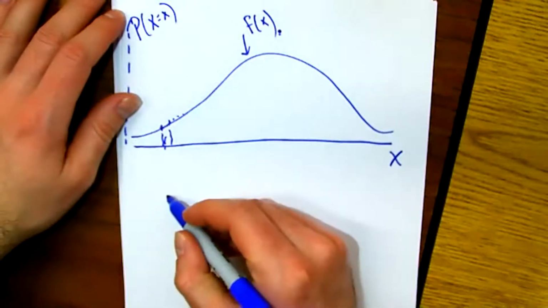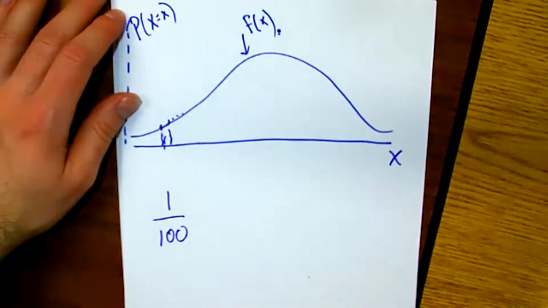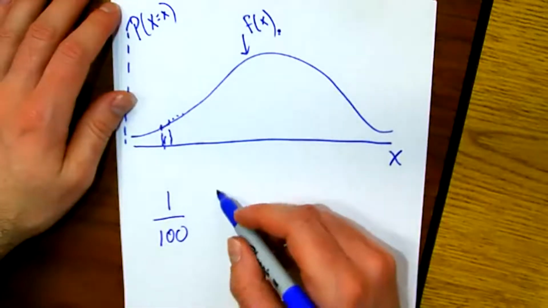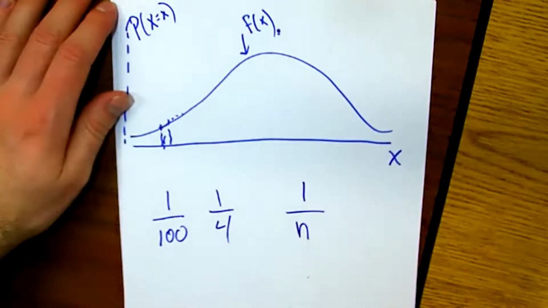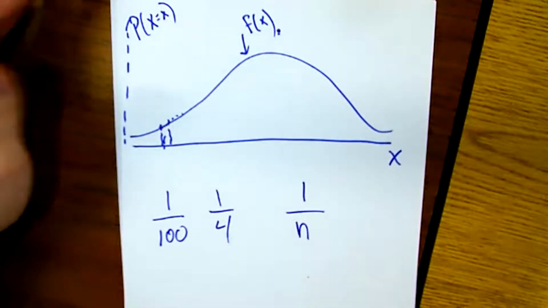Yeah, so 0.01 or 1 out of 100. What if I had 4 possible outcomes? 1 over 4. What am I doing there? Really just 1 over the number of possible outcomes I have.